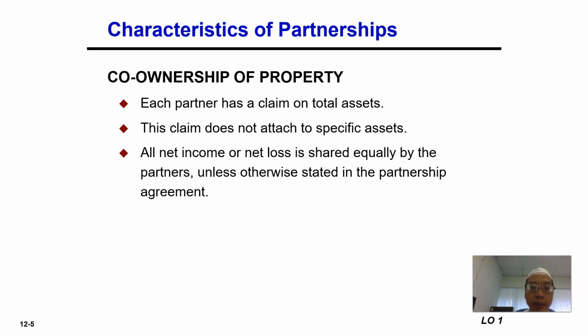All net income and net loss is shared equally by the partners unless otherwise stated in the partnership agreement. So by default, the net income or net loss is shared equally among all of the partners unless they have stated in the partnership agreement that a certain partner will receive, for example, 20% of the profit, and another partner will receive 30%. Unless it is stated in the partnership agreement, all of the partners should be getting the net income as an equal share.